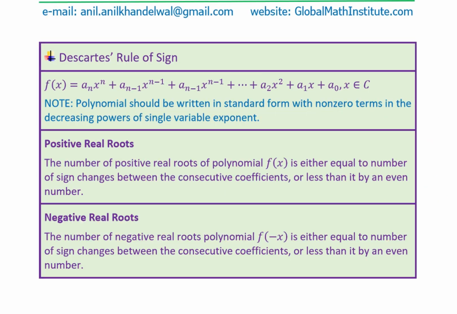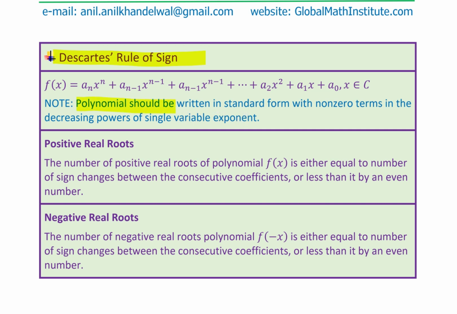The most important thing which we are going to discuss here is Descartes' rule, which tells us about the sign of positive and negative roots, right? So how do we apply this rule? And what is this rule? Let's look into this for a moment. Here is the polynomial of degree n written in proper order where x belongs to complex numbers. Now, the polynomial should be written in standard form with non-zero terms in the decreasing power of a single variable exponent.